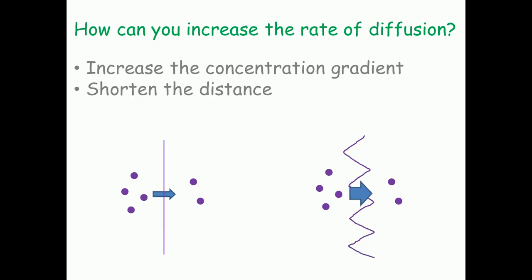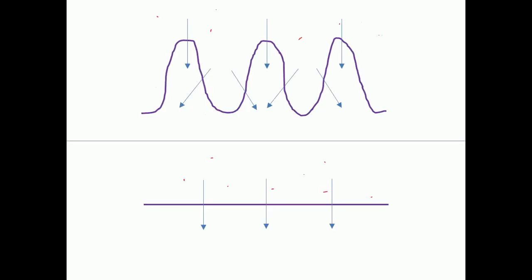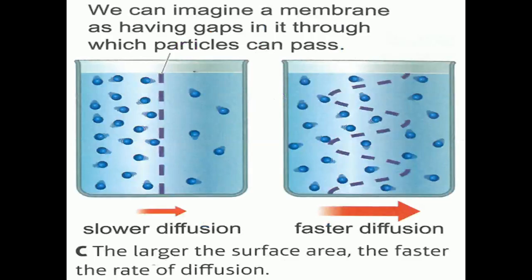And then a third method of increasing the rate of diffusion is to increase the surface area, and that means that there is more surface for the substance or particles to diffuse across. So you can see here on the top there's an increase in surface area, so there's more surface for diffusion to occur. And so the larger the surface area, the faster the rate of diffusion.